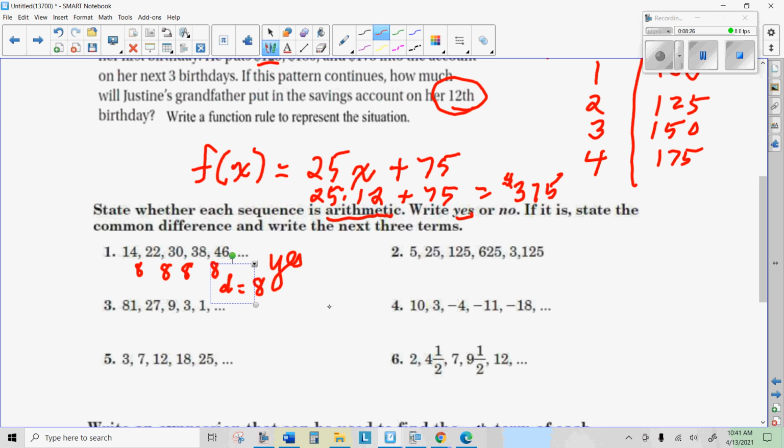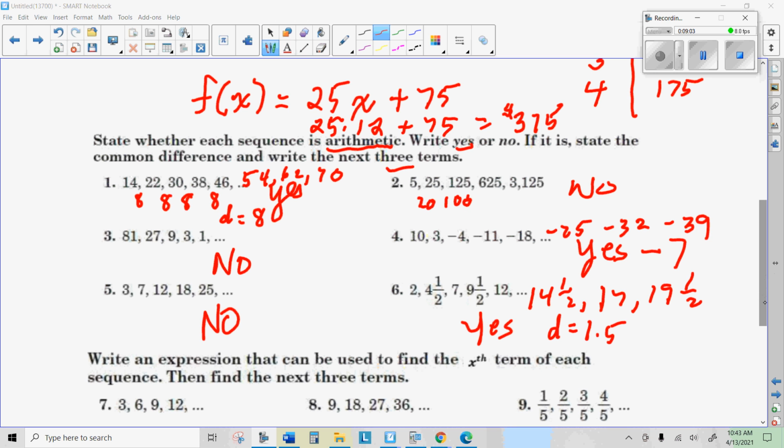And then you're supposed to find the next 3 terms. So you could just keep adding 8. 46 plus 8 is 54, 62, and 70. Since this other one is not arithmetic, the common difference here is 20: 25 minus 5 is 20, but 125 minus 25 is 100. Right there, you're going to say, nope. And then you can go on to the next one. All right, go ahead and finish those up.